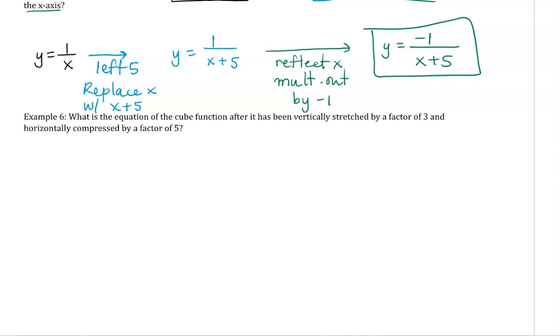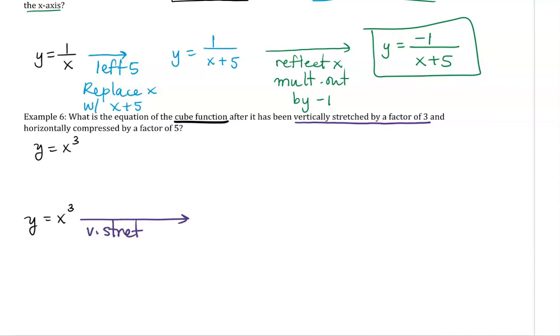Example 6 asks us to start with the cube function. So the parent function here is y is equal to x cubed. That's one of our parent functions from our previous lesson. The first thing we want to do is vertically stretch it by a factor of 3. To stretch vertically by a factor of 3, we need to multiply on the outside of the function by 3. So the new equation will simply be y is equal to 3x cubed.